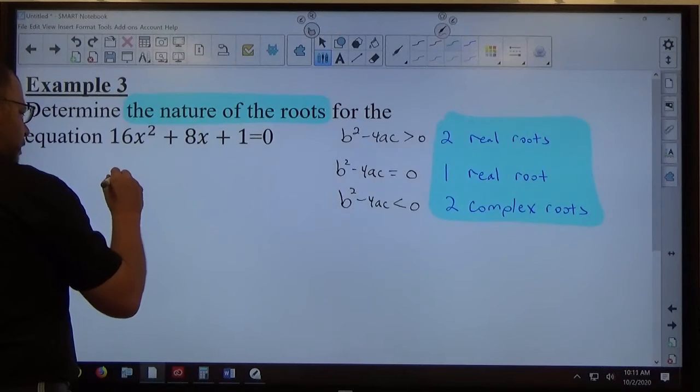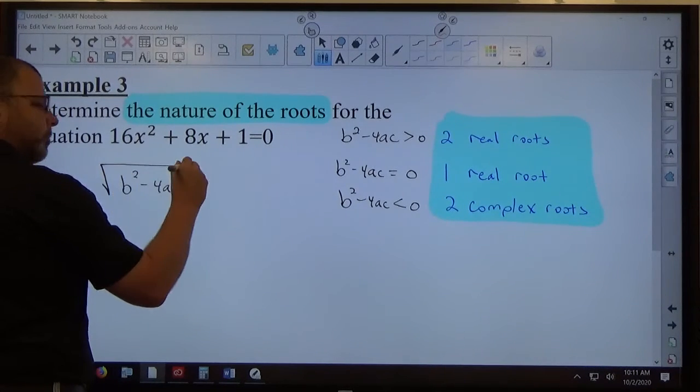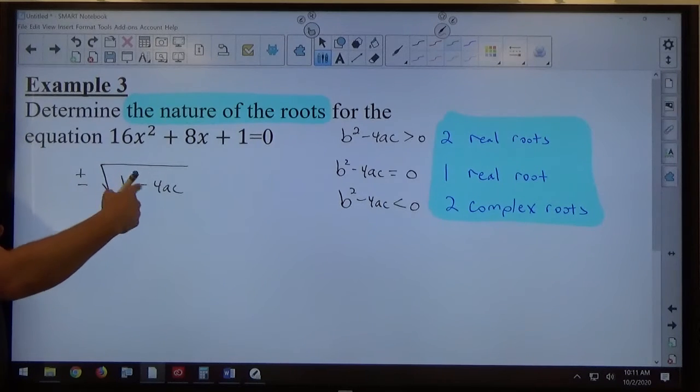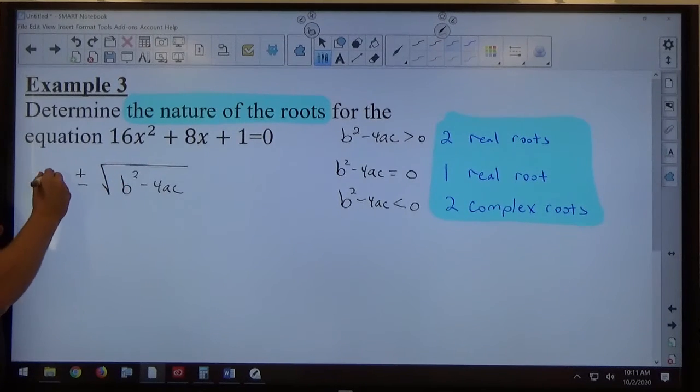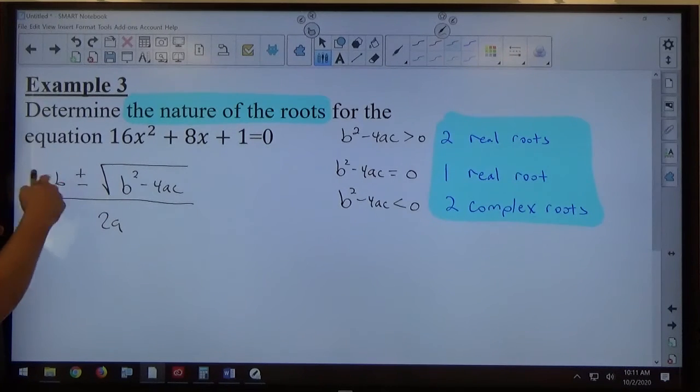What we're doing with the b squared minus 4ac in the quadratic formula is we're doing the square root of it, right? And we have a plus or minus sign in front of it, right? So we're either adding or subtracting some value from negative b. And it's over 2a, right? So there's my whole formula. But I'm just looking at the top, really.